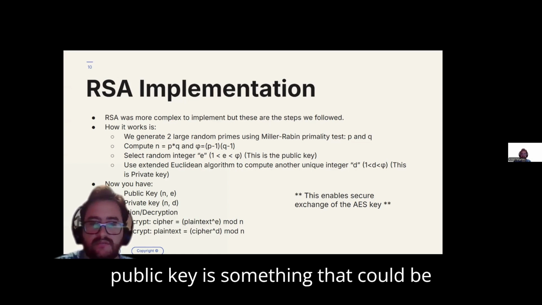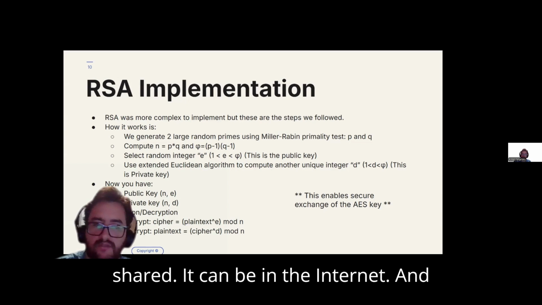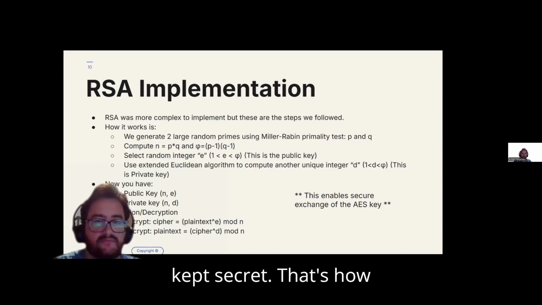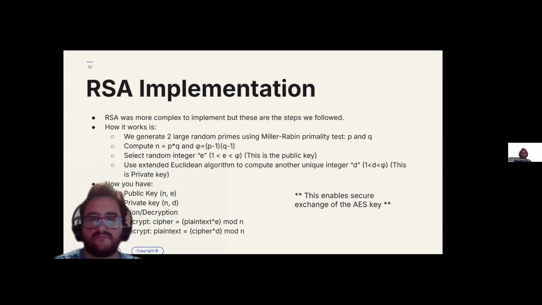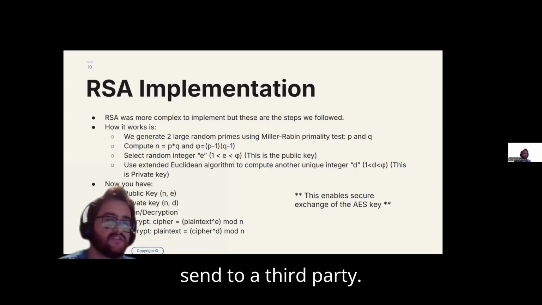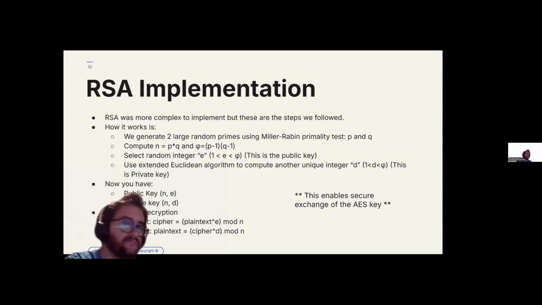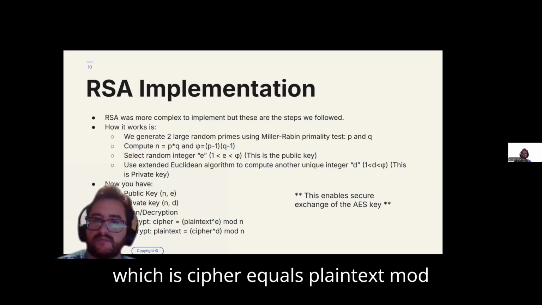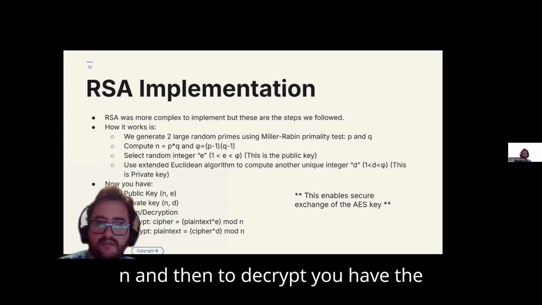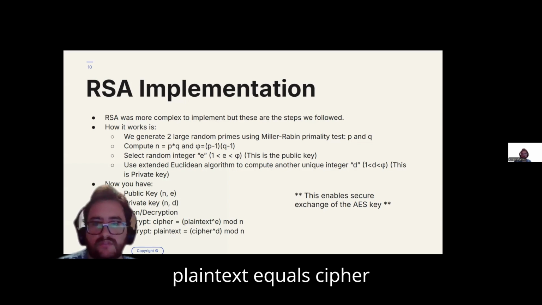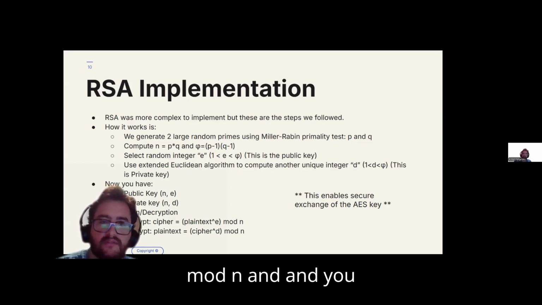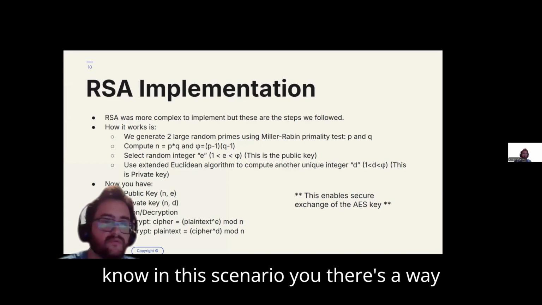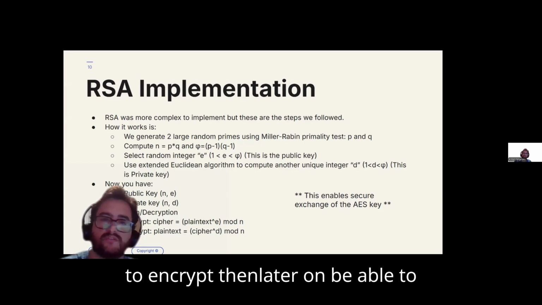And of course, the public key is something that could be shared. It can be on the internet. And then the private key is what has to be kept secret. That's how we keep the message safe that we want to send to a third party. And then you have the encryption formula, which is cipher equals plain text mod n. And then to decrypt, you have the plain text equals cipher mod n. And in this scenario, there's a way to encrypt, and then later on be able to decrypt the message that you do.